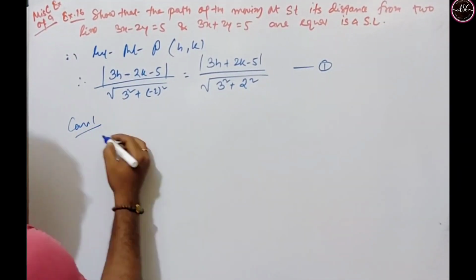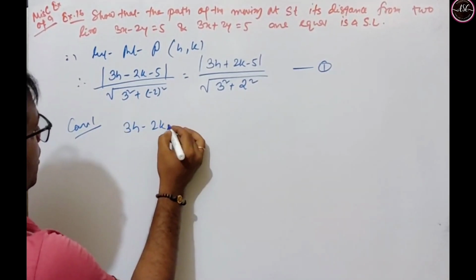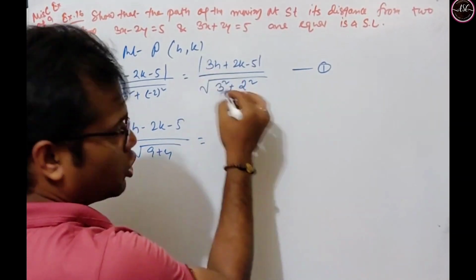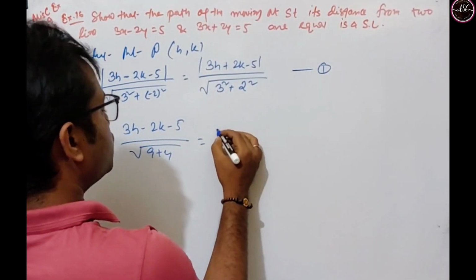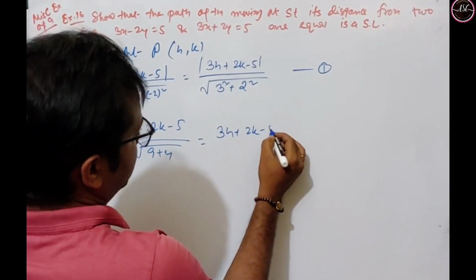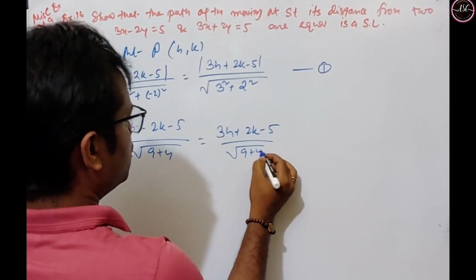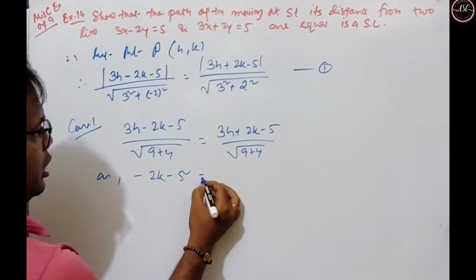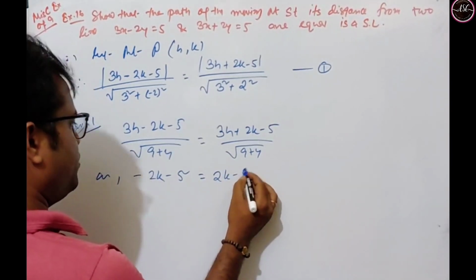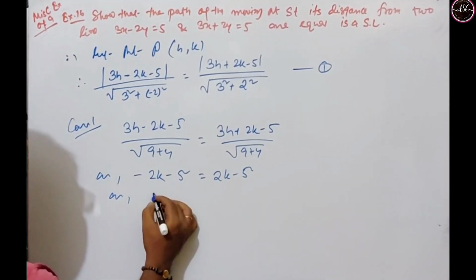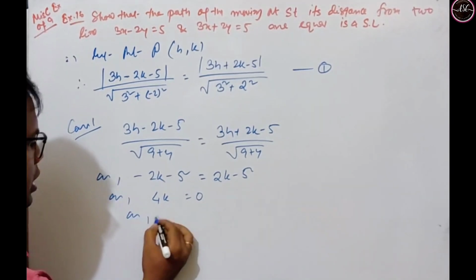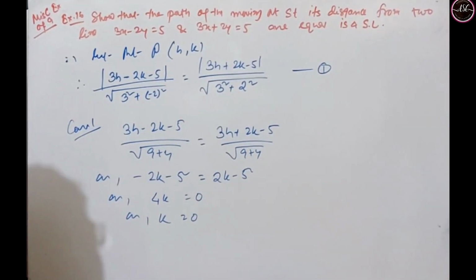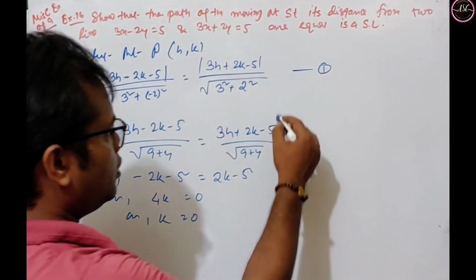So case 1: 3h minus 2k minus 5 divided by root of 9 plus 4 equal to, both are plus, 3h plus 2k minus 5 divided by root 9 plus 4. Or from here we can write minus 2k minus 5 equal to 2k minus 5, or 4k equal to 0, or k equal to 0. Okay, and case 2.